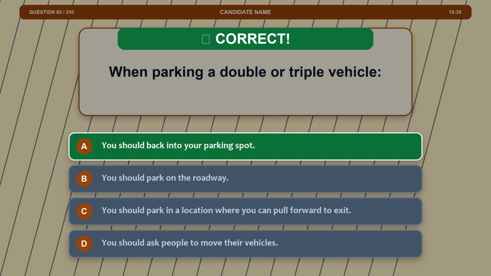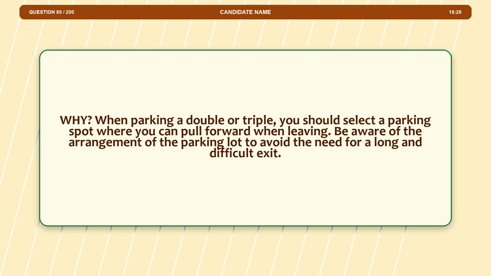The correct answer is option A. You should back into your parking spot. Explanation. When parking a double or triple, you should select a parking spot where you can pull forward when leaving. Be aware of the arrangement of the parking lot to avoid the need for a long and difficult exit.